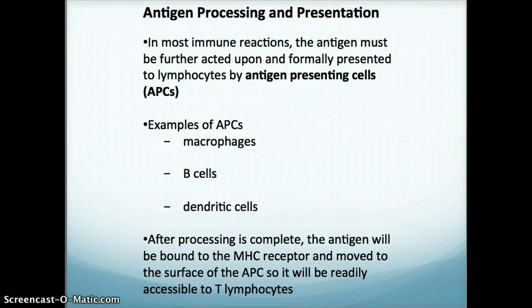The antigen will be bound to the MHC receptor that we talked about in one of the last lectures, and they are moved to the surface of either the macrophage, B cell, or dendritic cell, so that a T lymphocyte can come and recognize it and bind to it. So let's see what that looks like.